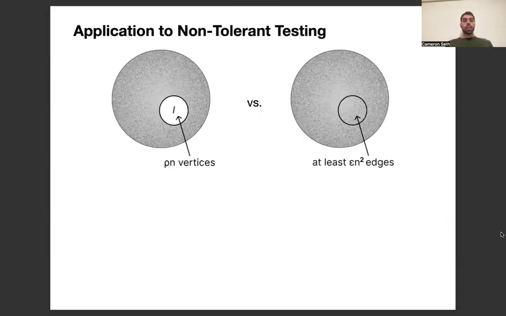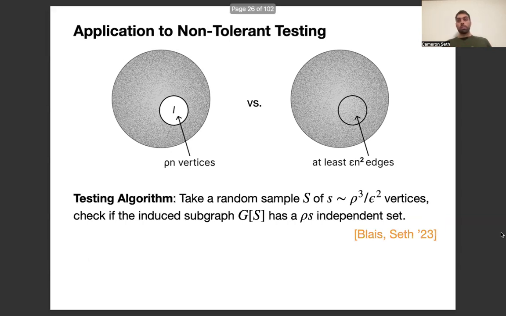Okay, so now I want to discuss how we can use a container lemma to prove a testing result. Suppose we're going back to the standard testing problem where we want to distinguish between graphs that have a large independent set and graphs that are far from having a large independent set. So what's the first algorithm that comes to mind? You're just going to take a random sample of vertices and check if the induced subgraph on that sample of vertices has a large independent set, so an independent set of size rho s.